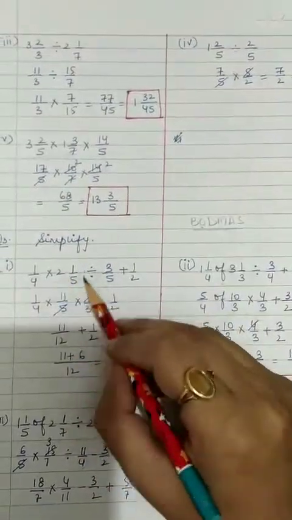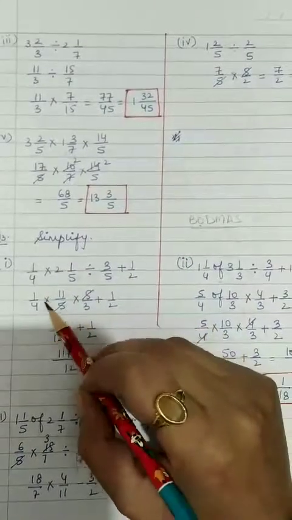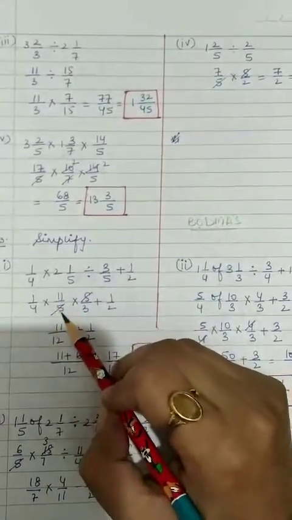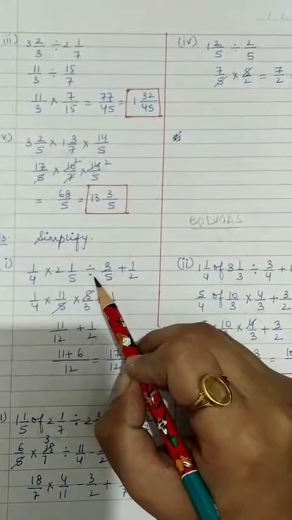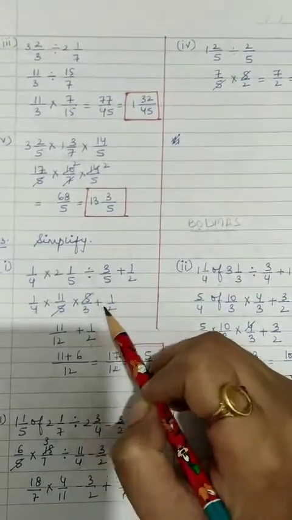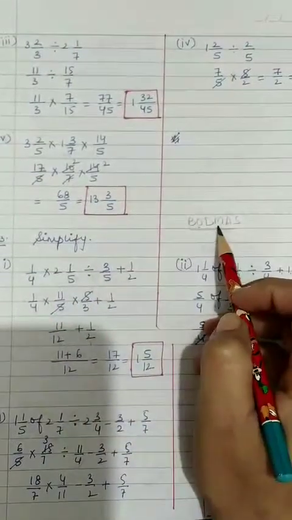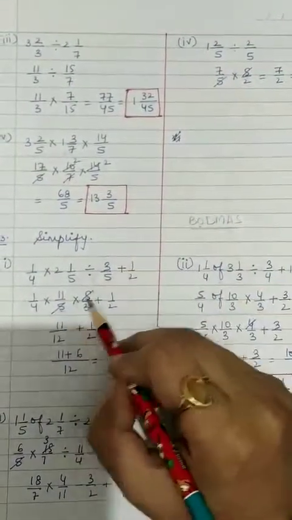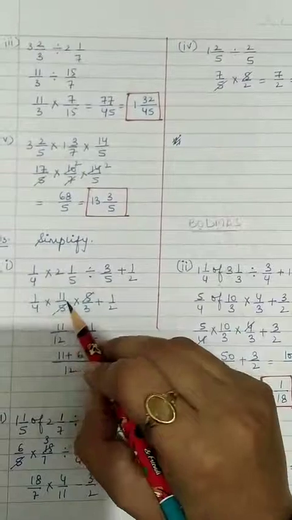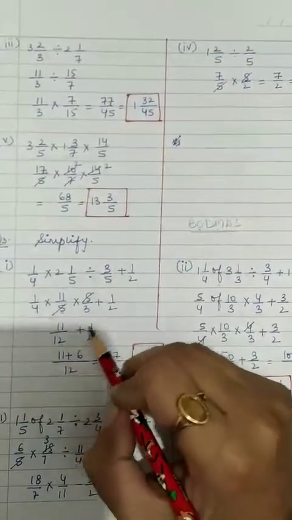First of all we will change this mixed fraction into an improper fraction. So we will get 1 by 4 into 11 by 5, divide sign into multiplication, 5 by 3, and plus 1 by 2. So first of all we will solve the multiplication, then only addition. 5 and 5 will be cancelled. So we will get 11 by 12 plus 1 by 2.